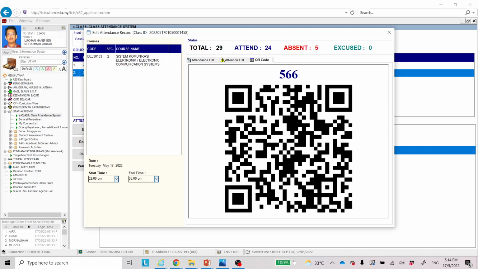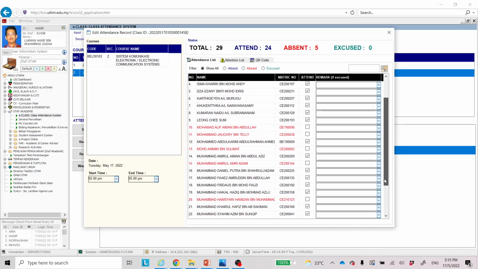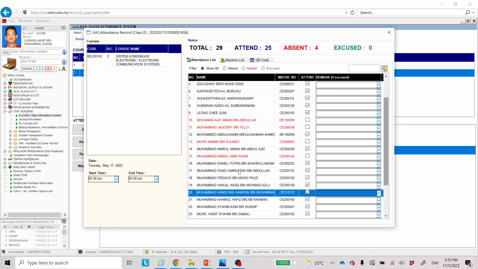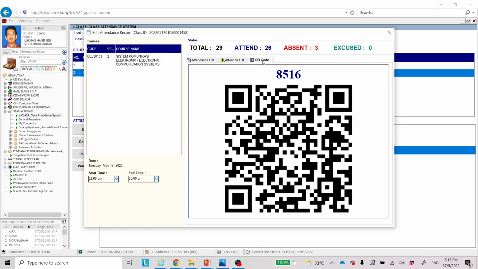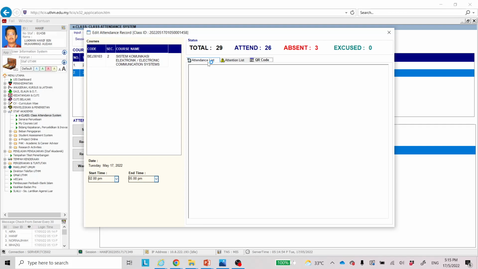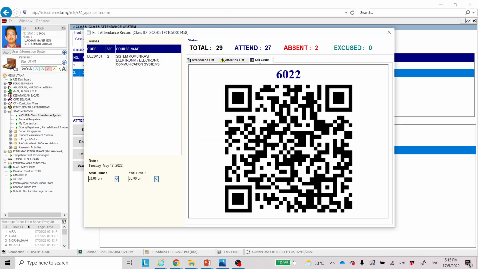Doktor, saya tak boleh scan. Siapa nama? Muhammad Hamsyari. Okay, done. Nombor 15, Doktor. Muhammad Amir Amri Adam. Okay. Thank you, Doktor. Okay, welcome. Any more? Doctor, I cannot scan. What's your name? Muhammad Jokri. Okay. Alright, thank you, Doctor. Okay, welcome. Any more?